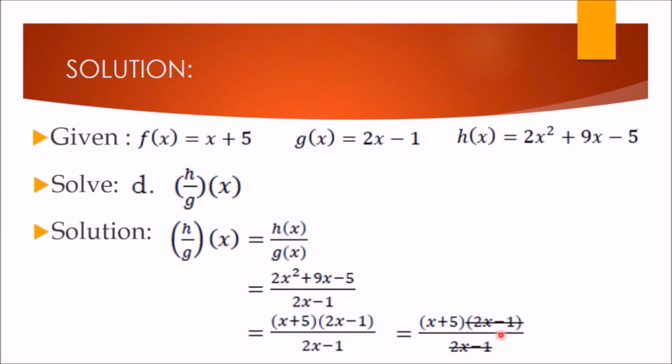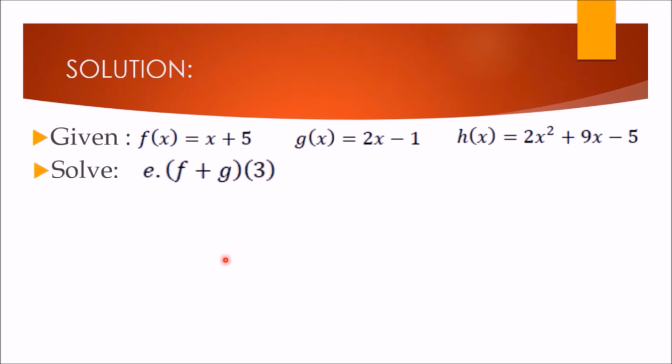To continue, you have factors of the same expression, so we can cancel them because this will give us 1. When 2x minus 1 is divided by 2x minus 1, it results in 1. So that means our final answer will be x plus 5.